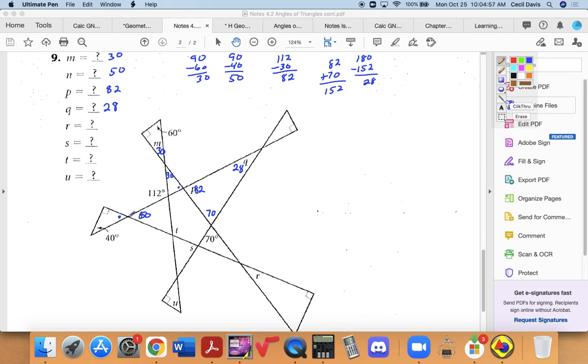Okay, look at the triangle that has a vertex here, and here, and here. Do you see how S is an exterior angle for that triangle? So I can do 50 plus 28 is 78. This angle has a measure of 78.